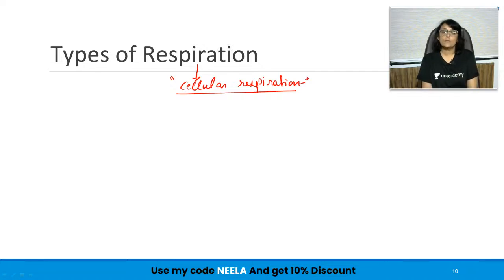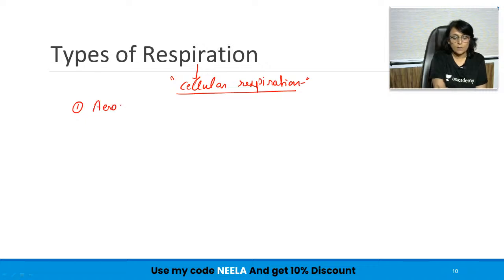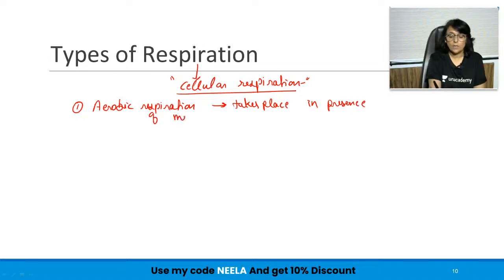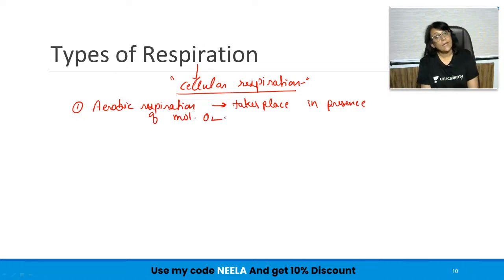So when we talk of this respiration, then there are two types. One is called aerobic respiration, and as we all know, aerobic respiration takes place in presence of molecular oxygen. Then if such type of respiration is what we are talking about, that means breaking down of glucose in presence of oxygen, then that is called aerobic respiration.